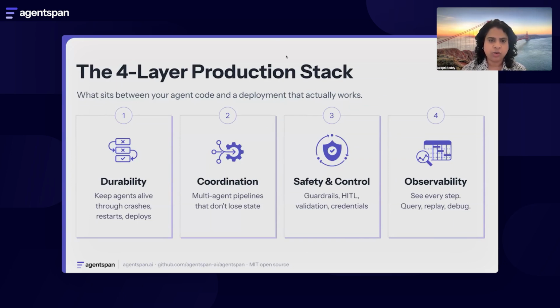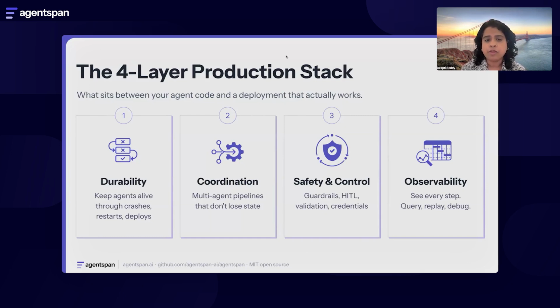So the first one is durability. Agents will survive crashes, restarts, and deploys. This is the foundation everything else is built on. Next, we have coordination, multi-agent pipelines that don't lose state between steps. Safety and control. Out of the box, you get guardrails, human approval, structured output, credential management. The things that make agents safe so you can put them in front of real users.